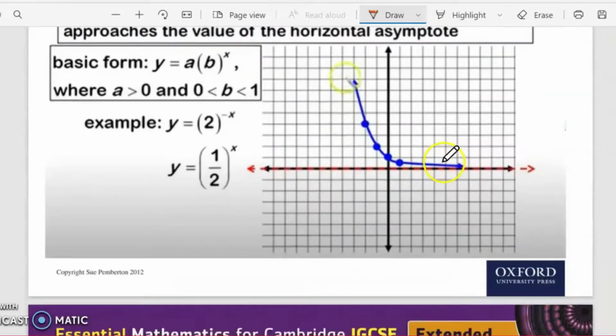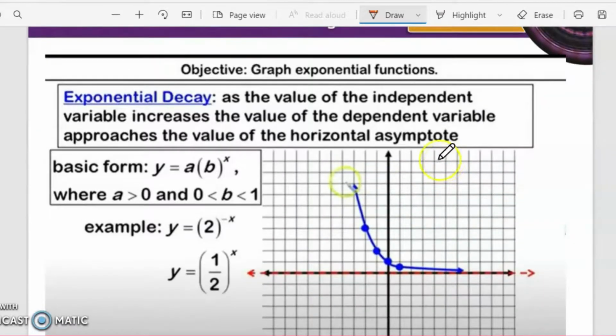So we go to the graph of negative one, which is exponential decay. What does it mean by exponential decay? As the value of the independent variable increases, the value of the dependent variable approaches the value of the horizontal asymptote. Maknanya kat sini ialah dia makin menurun lah. Bila nilai x makin meningkat, y decreases exponentially. So ini ialah negative exponential.